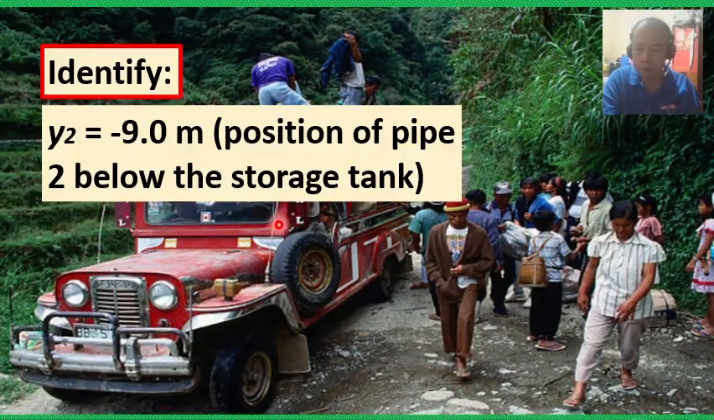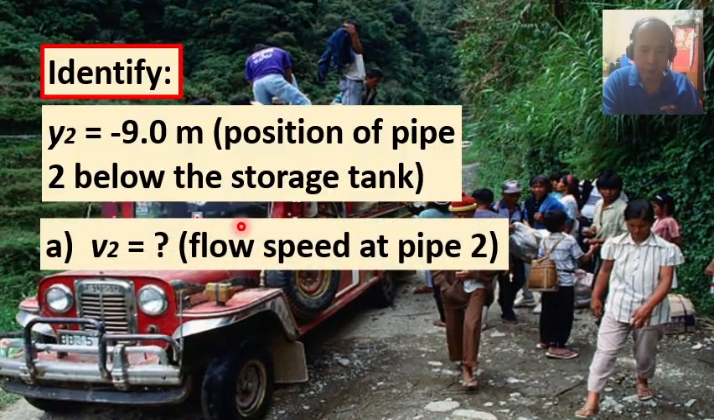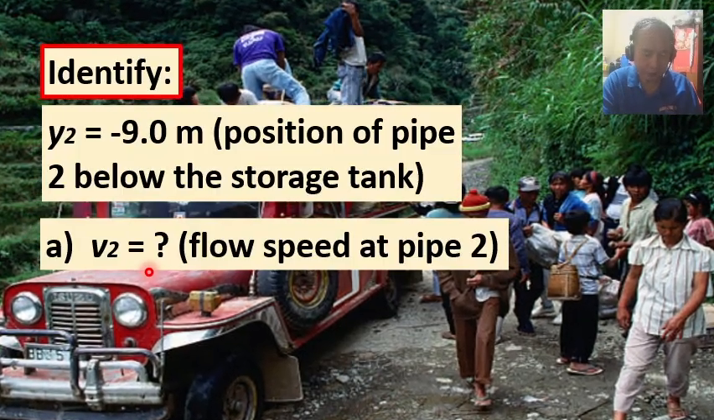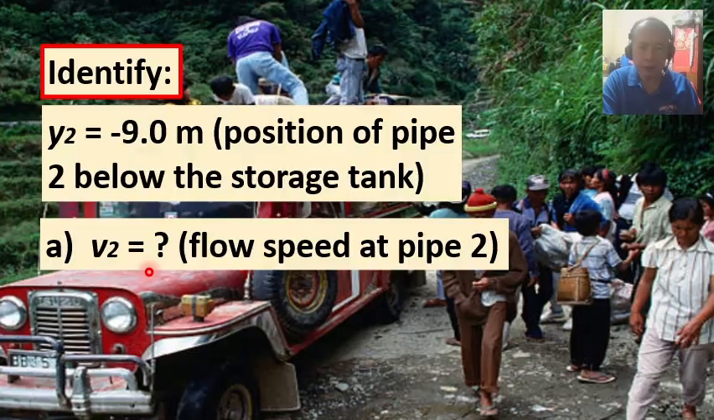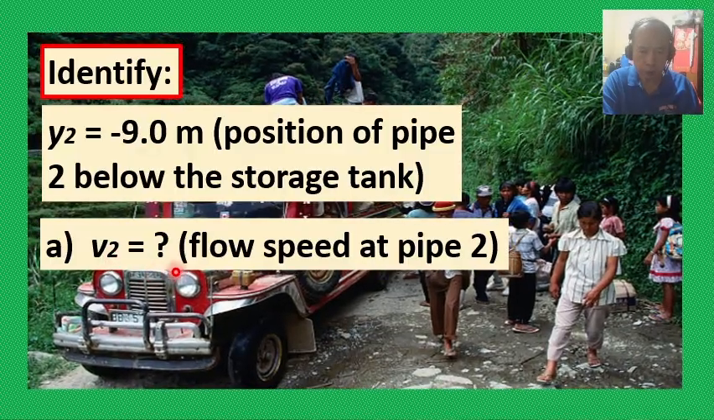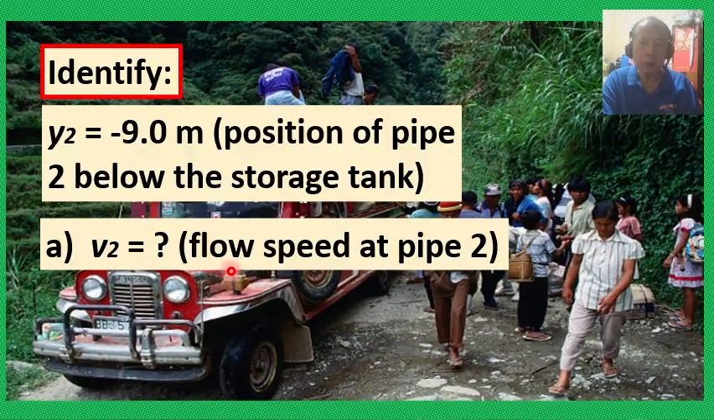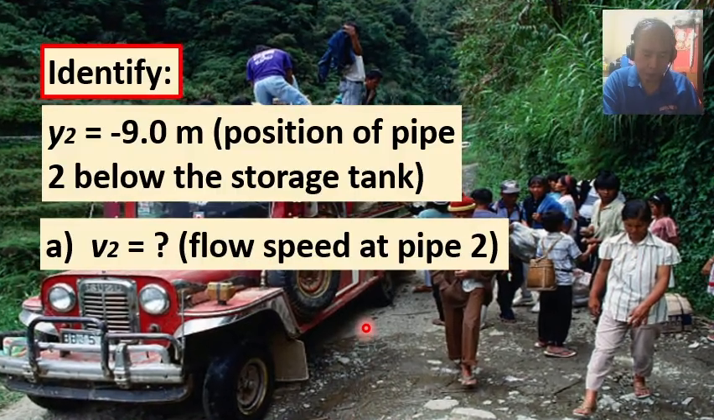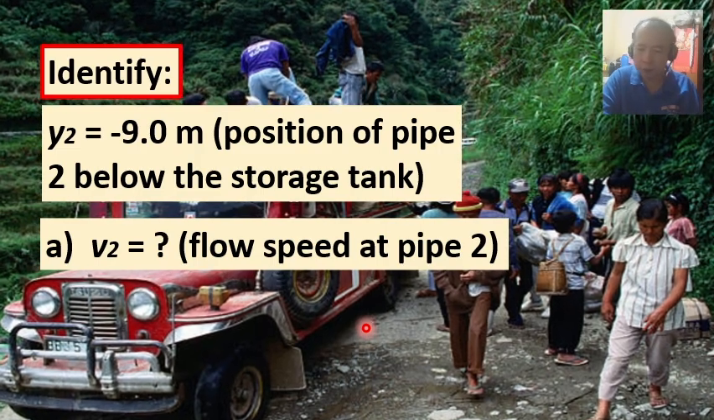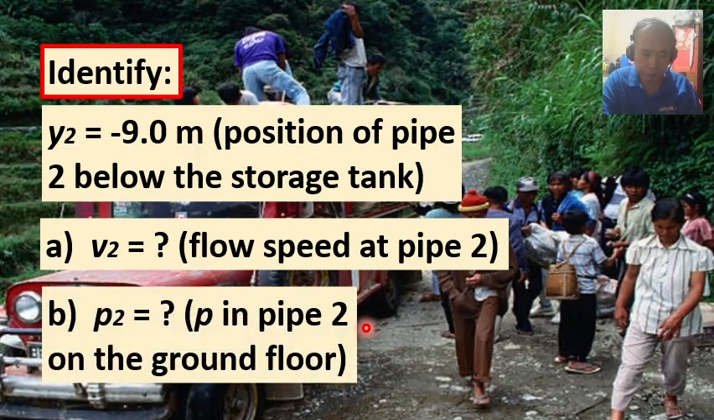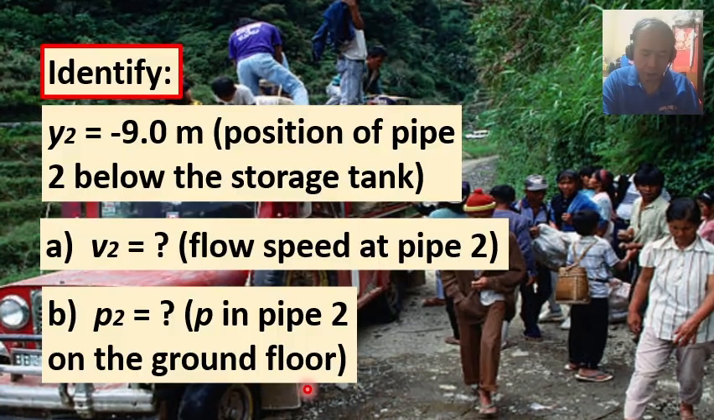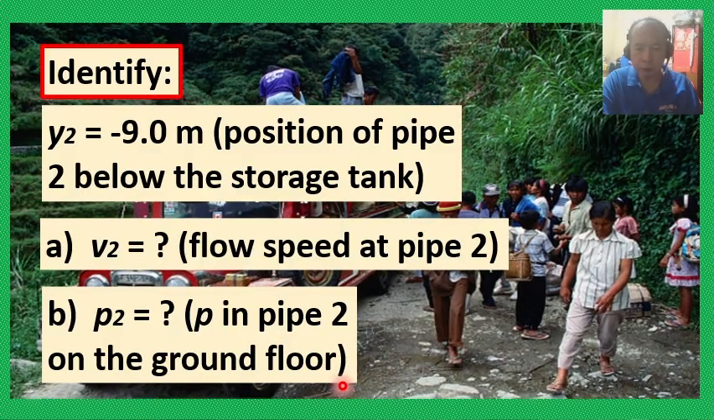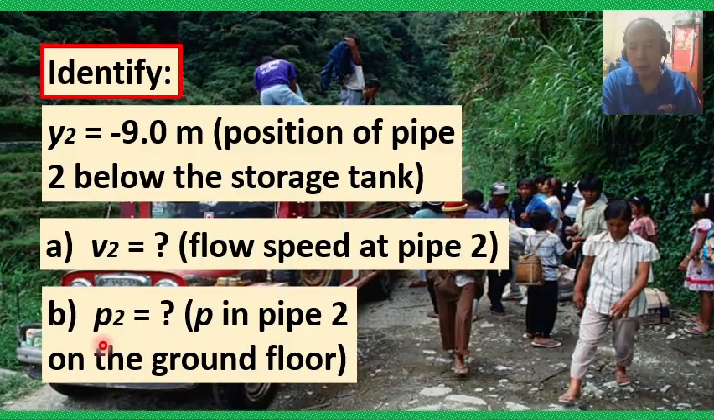And our target variables in part A is the water flow speed denoted by V sub 2. So this refers to the water flow speed at pipe number 2. And in part B, the absolute pressure in pipe number 2 on the ground floor, denoted here by P sub 2.